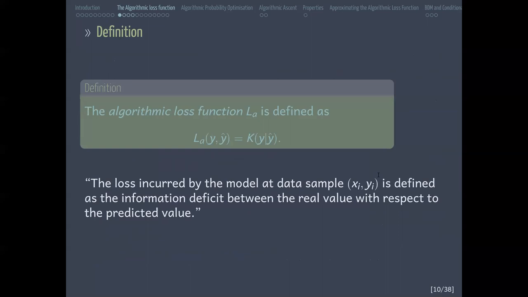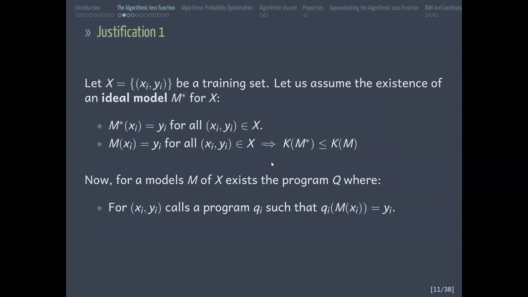So first, let me start with an algorithmic loss function. This is our definition: the algorithmic loss function measures how far our predicted value is from the real value based on the deficit in information. That is the information that is present in the real value, but not present in our predicted value. And for this definition, we have a theoretical justification.